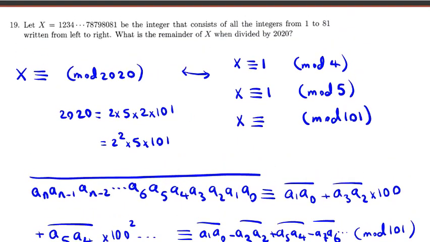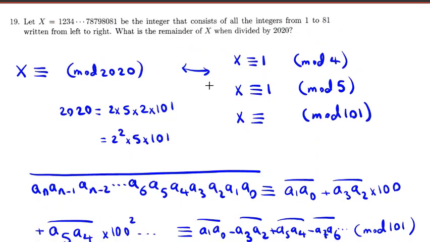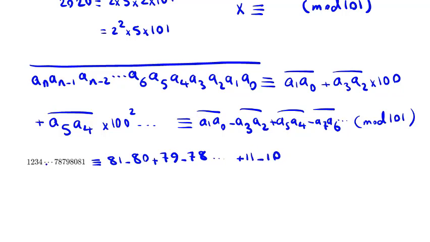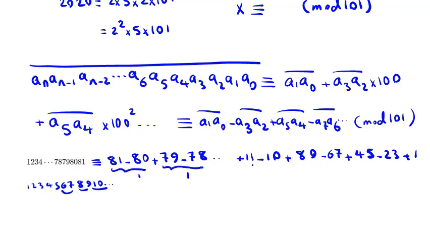So if I want to consider this number mod 101, it will be 81 minus 80 plus 79 minus 78, and you consider until 10. Odd minus even, odd minus even. It will be plus 11 minus 10, but the rest of the numbers will be 1 to 9. So until here we consider minus, 89 plus the next number, minus 67, plus 45, minus 23, plus 1. And here it is 1, and here it's 1.